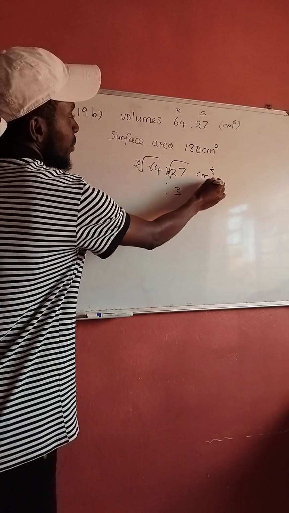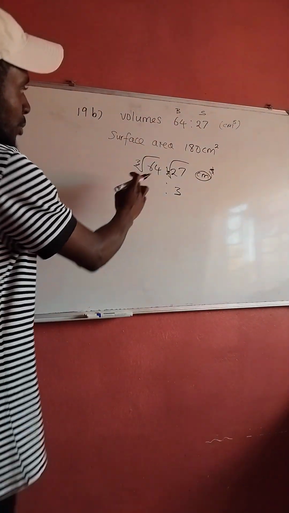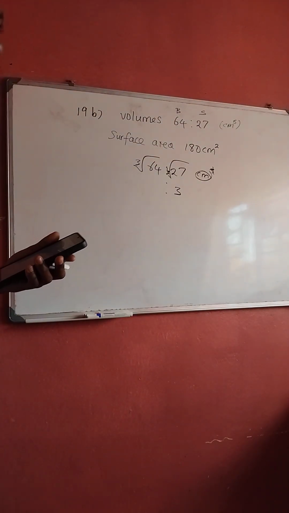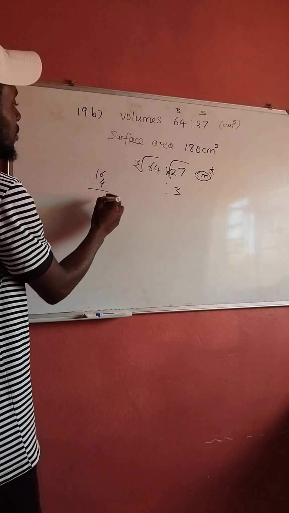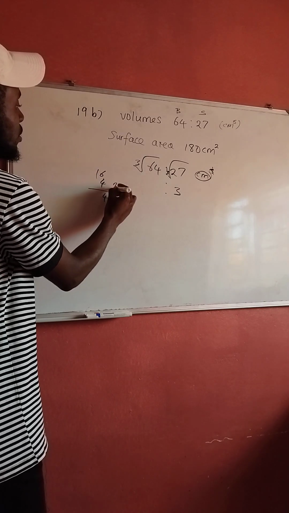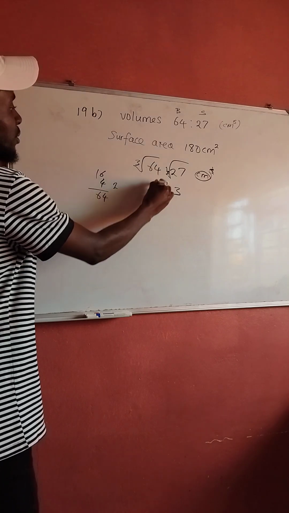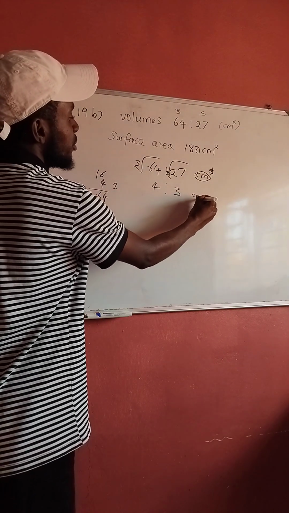So we will remain with centimeters, okay? Then the cubic root of 64 will be 4, because 4 times 4 is 16, and 16 times 4 gives us 64. So we have a 4 there, okay? So now this is 4 centimeters and 3 centimeters, right?